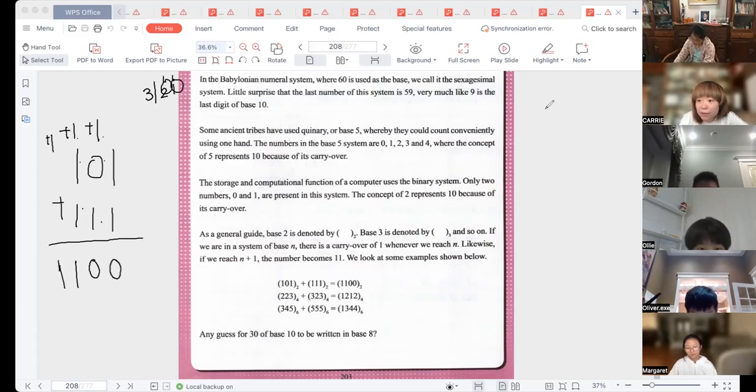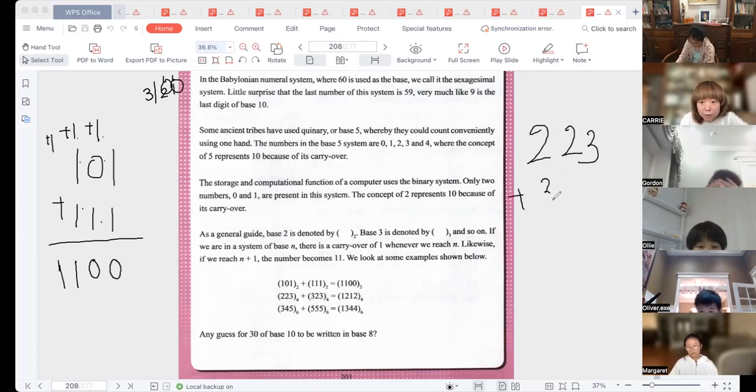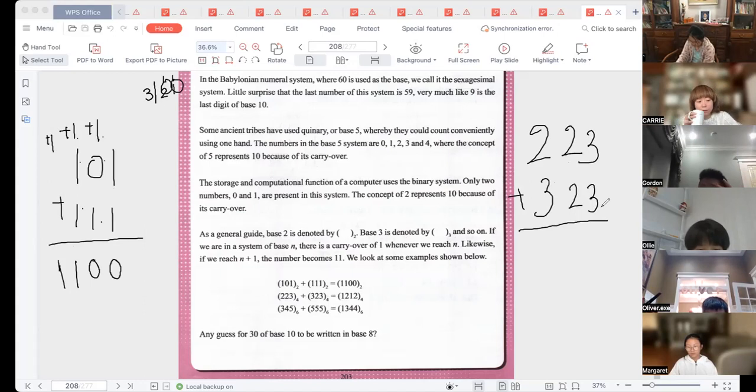Okay, so let's learn the second one. If we have 223 plus 323. So 3 plus 3 equals what? 6.